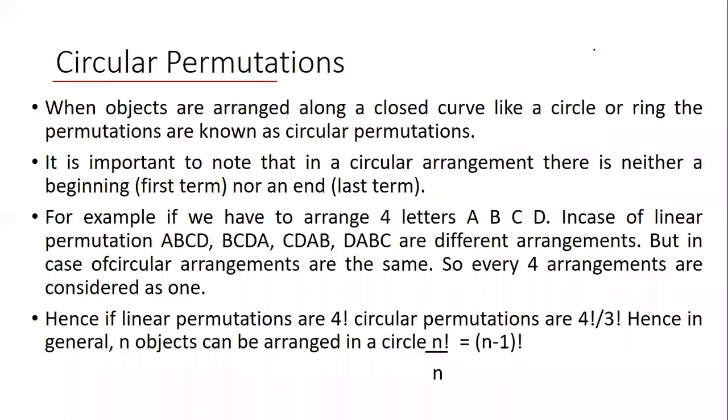So let us start with circular permutation. Now, when objects are arranged along a closed curve like a circle or ring, the permutations are known as circular permutations. Let's say your dining table is in this format, a closed curve like a circle or a ring.